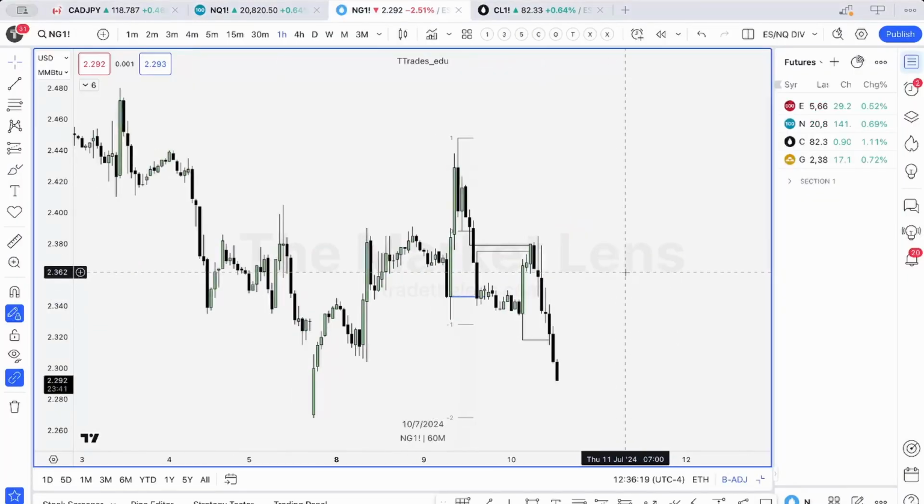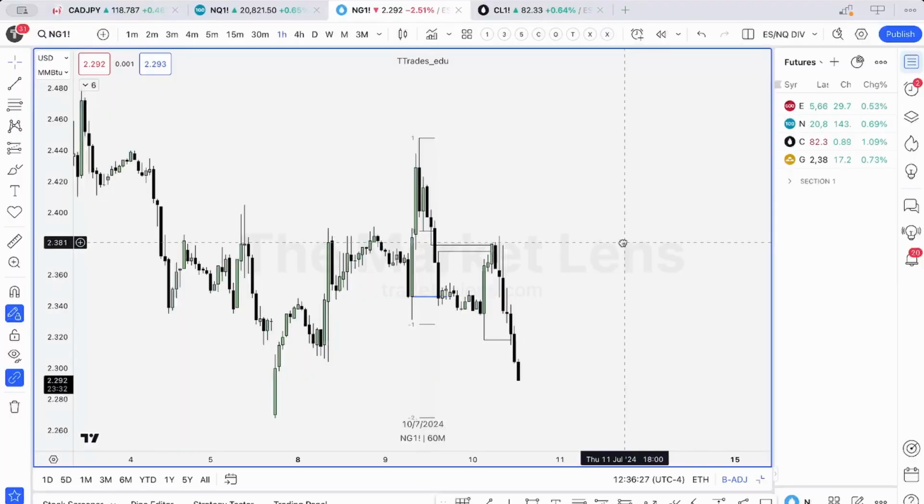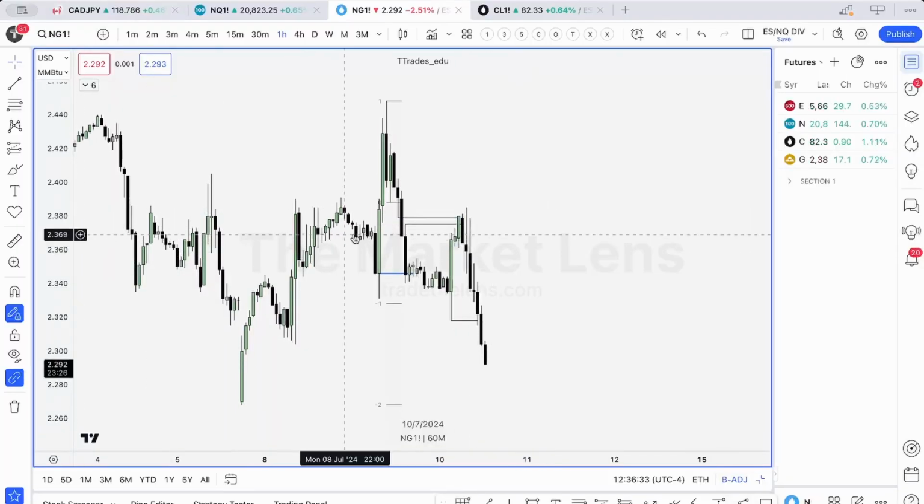Now the next thing we're going to go over is just a few more examples of that daily to the hourly setup, because that is honestly my preferred, one shot, one kill setup that I like to see. So you can see here on natural gas, this was asked in the chat, and so I went ahead and marked it out, but we'll go over that.